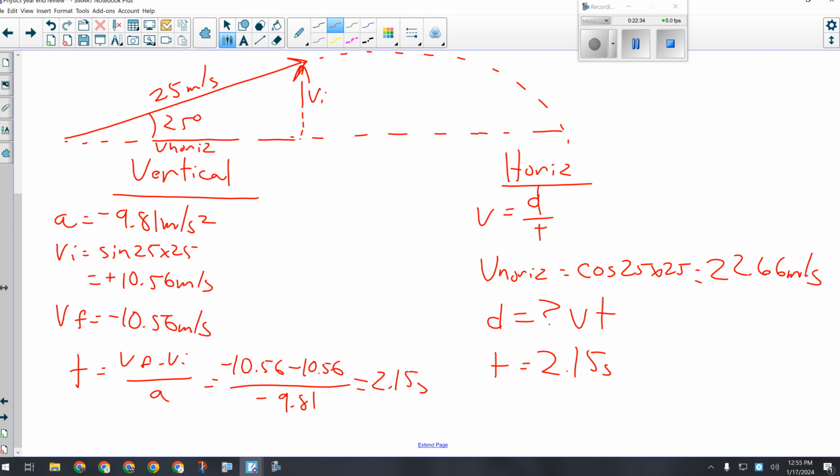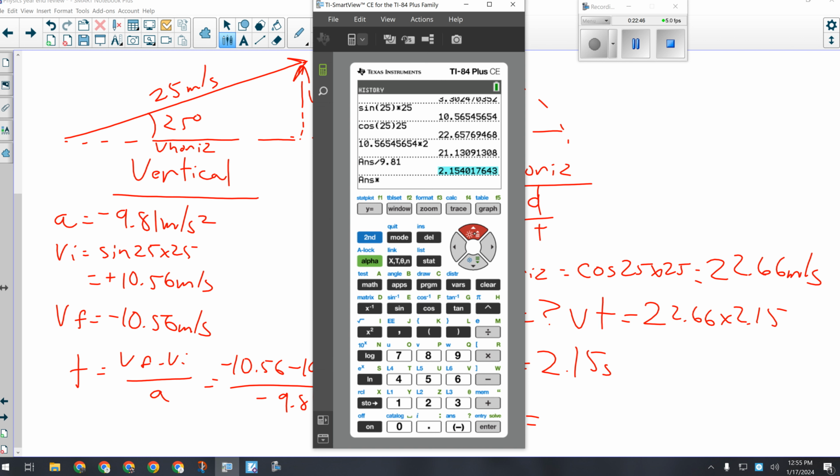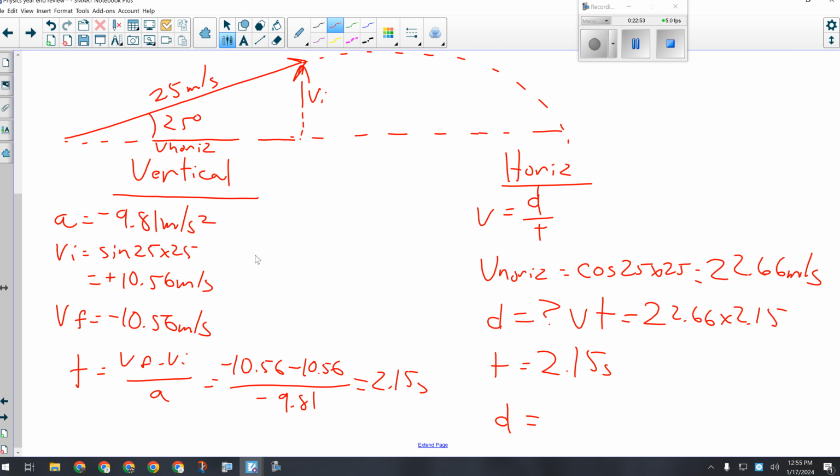All right, so all I have to do then is go 22.66 times 2.15 seconds, and I will have the horizontal distance traveled. Okay, so to two significant digits, we are looking at 49 meters horizontally. Okay, is that ringing a bell from unit 1? Okay, the other thing we were supposed to find, which is what you asked for, okay, is the maximum height.